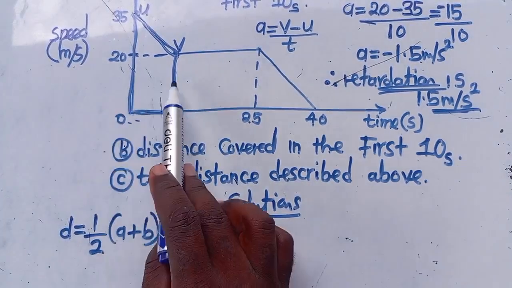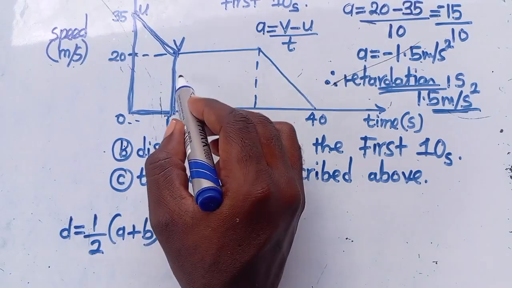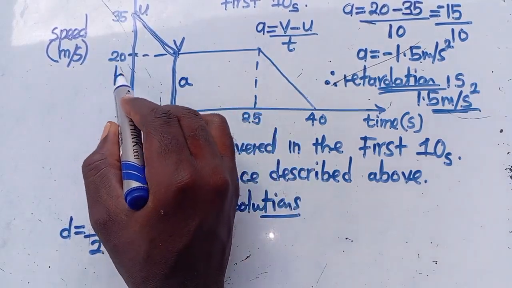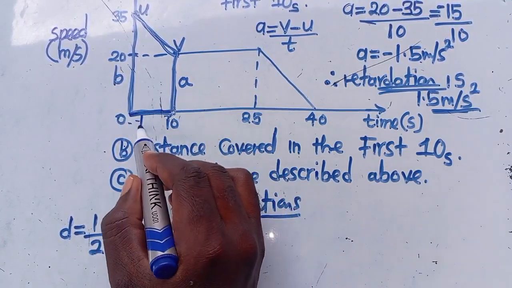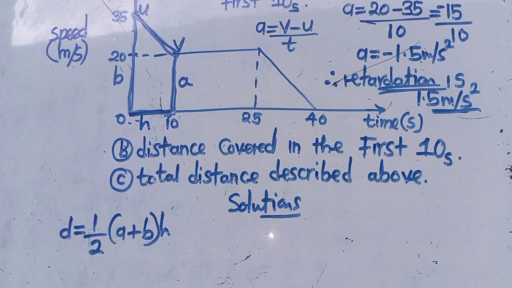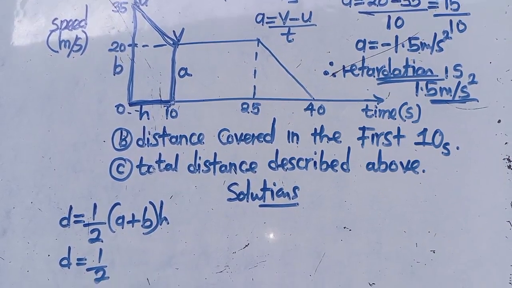You look at the two sides that are parallel. The short one is A, the longer one, that is B. Then this line that is joining these two, that is height. Have you seen? So meaning that distance is now equal to 1 over 2. I put 1 over 2 there.